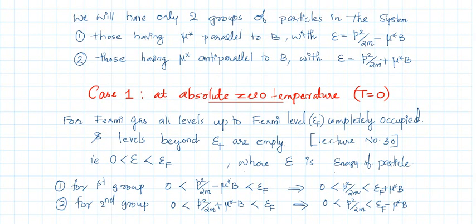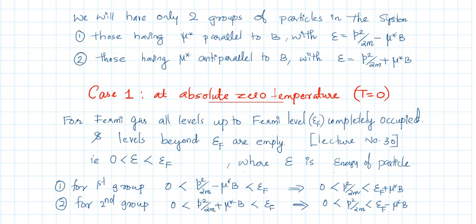Because for a Fermi gas at absolute zero, all levels up to the Fermi level are completely occupied with one particle each, and levels beyond EF are empty. So the particle's energy must lie between 0 and EF at absolute zero temperature.